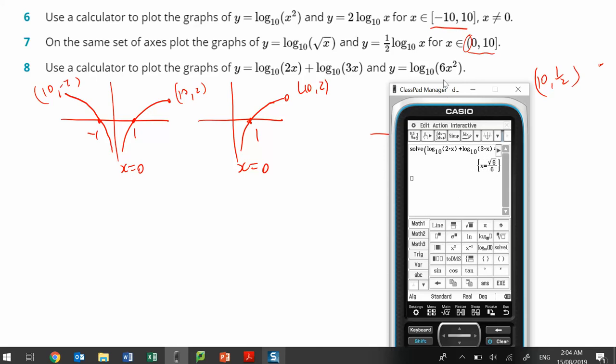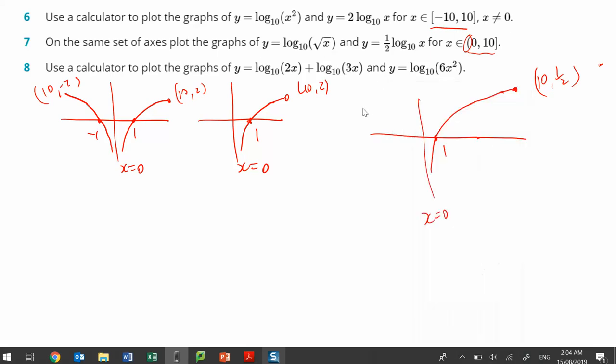I'm assuming this graph will be the same as this graph. You should get the same answer, which makes sense because what's 2x multiplied by 3x? It's 6x squared. It's just applying log laws. So that graph should equal that graph. Hope that helps.